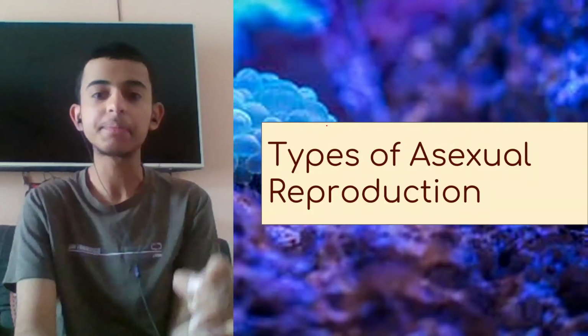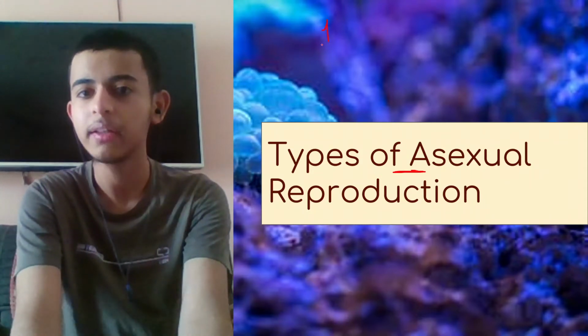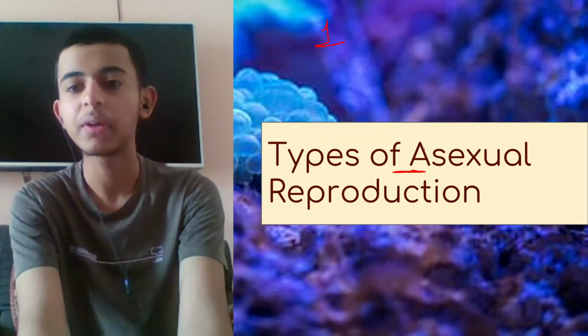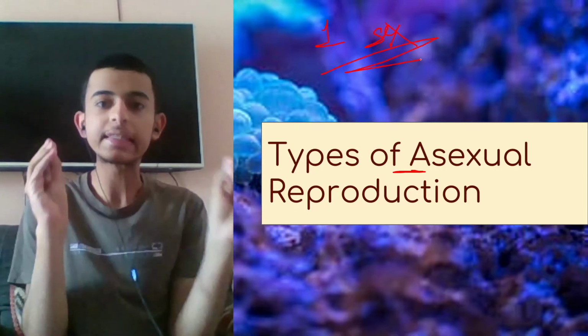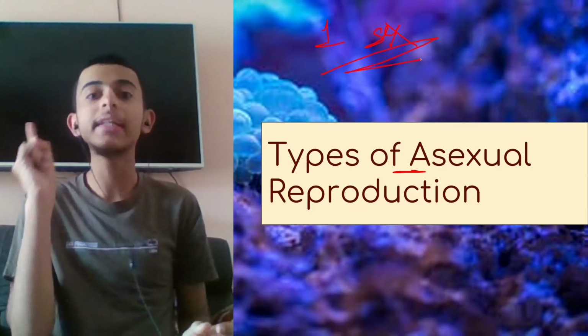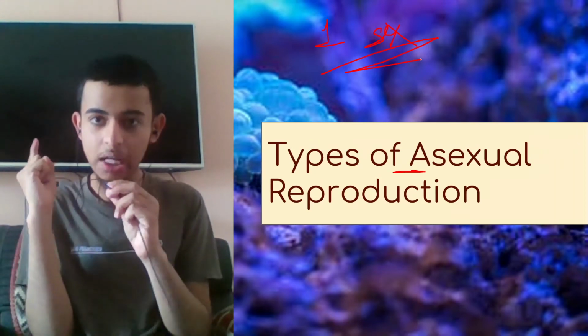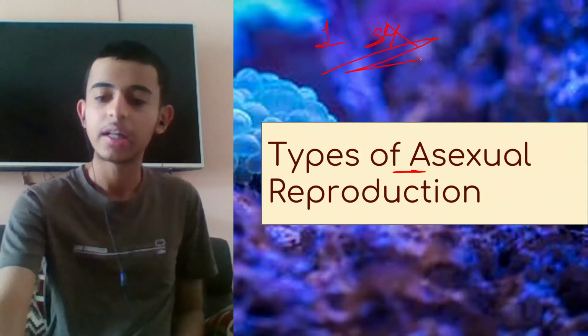But before that, let me tell you what asexual means. Generally, "a" means one, like a pencil, a paper. So, one. Reproduction. Sexual. One sex. It means in this type of reproduction, only one sex or only one parent is needed. Okay, that type of reproduction is termed as asexual reproduction.